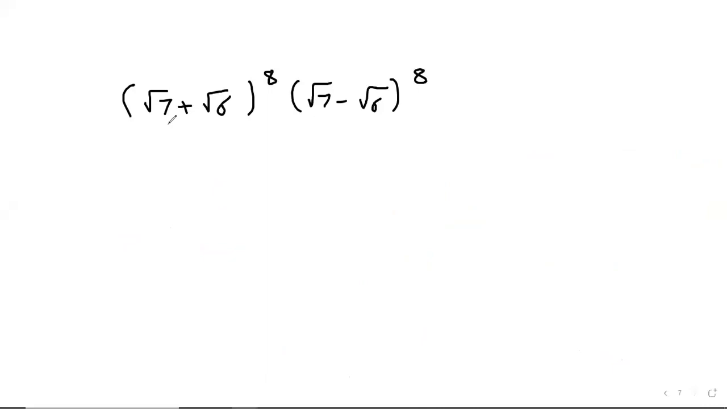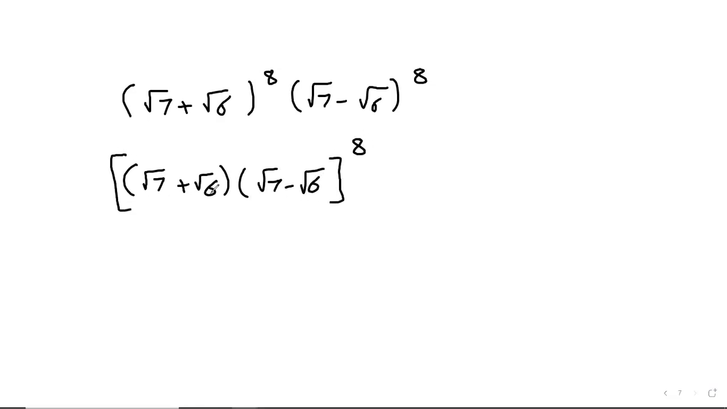Here in this example, we have root 7 plus root 6 all to the power of 8 multiplied by root 7 minus root 6 all to the power of 8. Because we have the same power, we are going to write root 7 plus root 6 multiplied by root 7 minus root 6, all to the power of 8. Do the multiplying firstly. Root 7 multiplied by root 7 is 7, minus root 6 times root 6 is 6, all to the power of 1. So 7 minus 6 is 1, to the power of 1 equals 1. Without using the calculator.